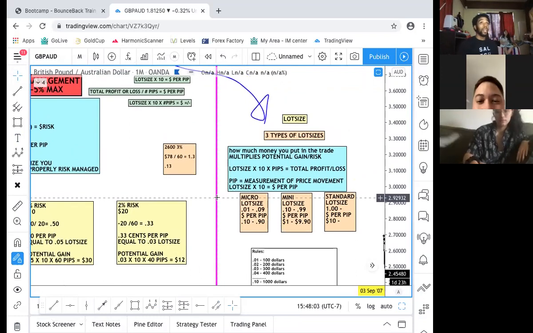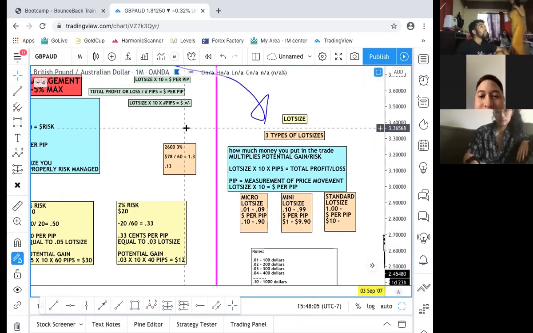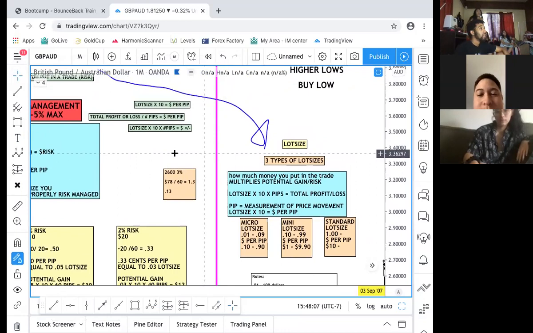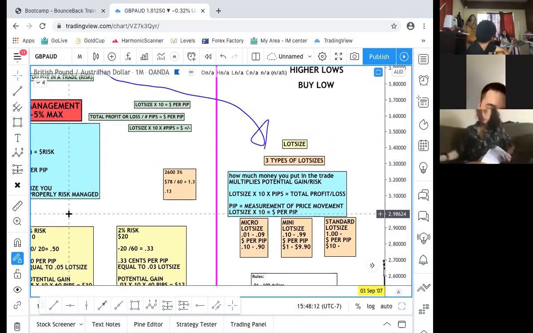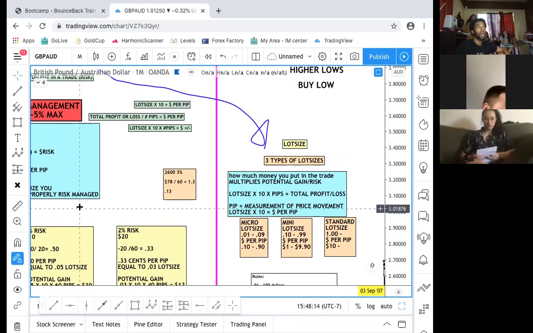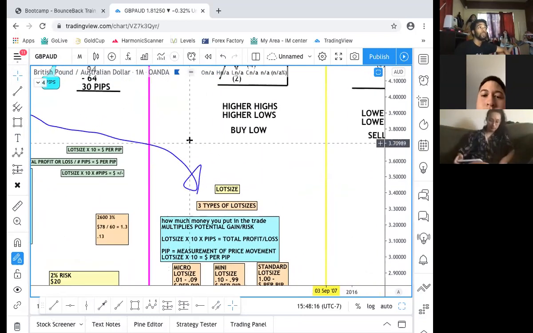So now that we went over lot sizes, we pretty much know the basics that we need to cover. I'm going to go over risk management another day. It's more advanced and it takes more time. But I want to start getting into trends.